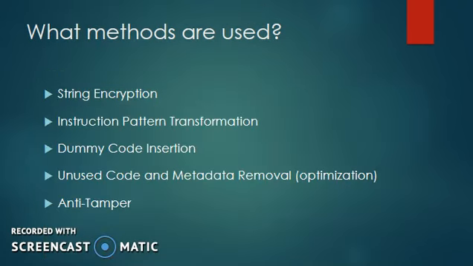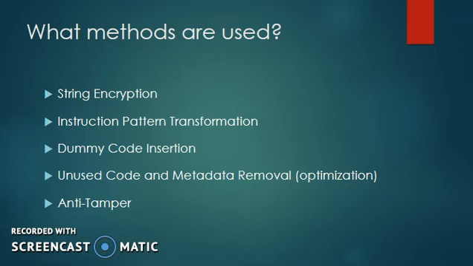There are some other methods used as well. We've looked in detail at 2 of the main methods within the obfuscation process, but there are certainly others. Some of those include string encryption, instruction pattern transformation, dummy code insertion, and unused code and metadata removal, which is more of an optimization tool, which I'll talk about in a moment. That optimization can also help to protect against reverse engineering by making the size of the code smaller, which results in less code being available during the reverse engineering process, thus less information available to hackers.